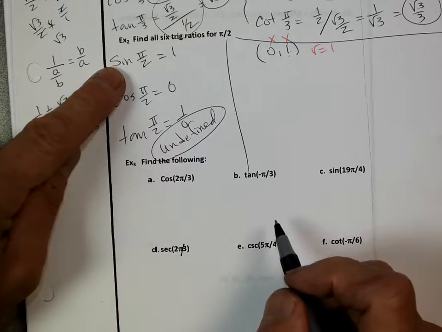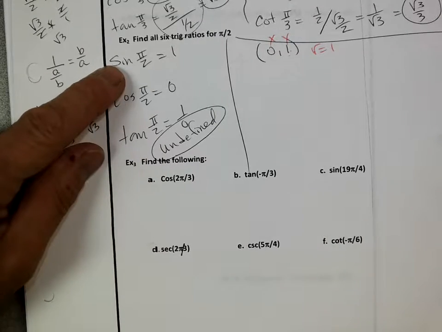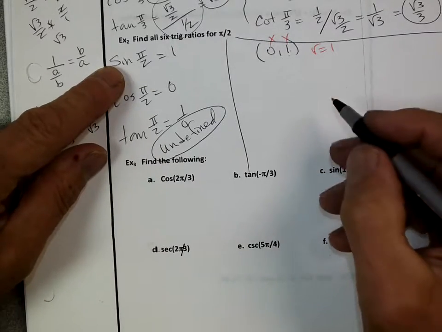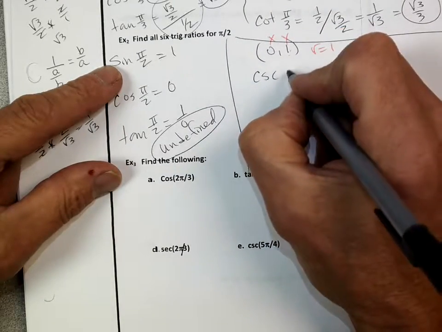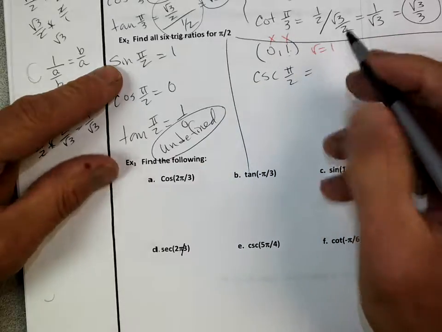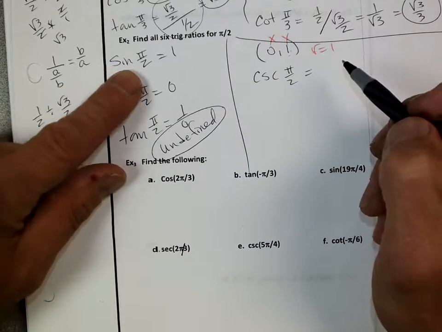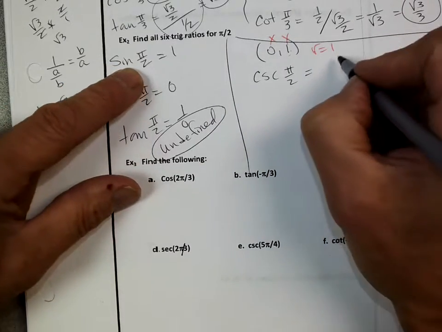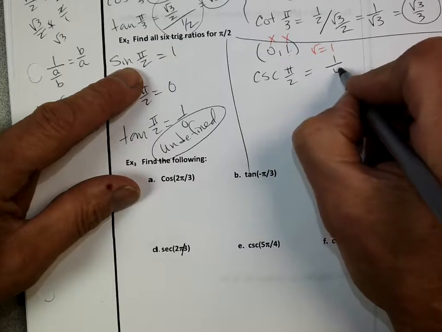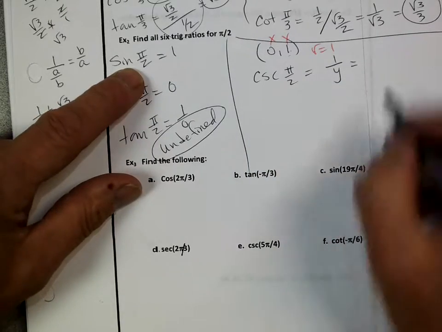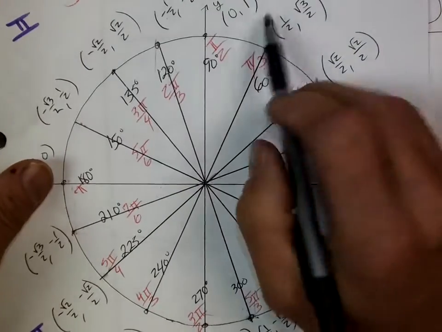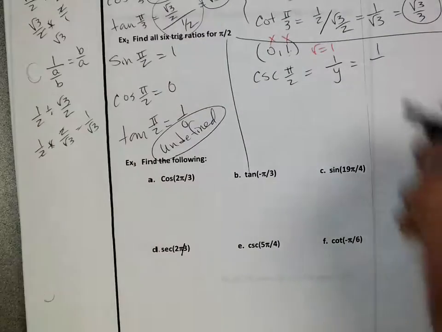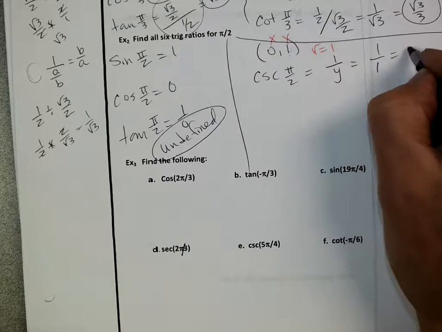So now, let's do the cofunction of sine. The cofunction of sine is going to be cosecant. So let's do cosecant of pi halves. Well, cosecant is defined as 1 over the y value, okay? So it's 1 over the y value. And the y value is 1. Okay, so 1 over 1, we just get 1.